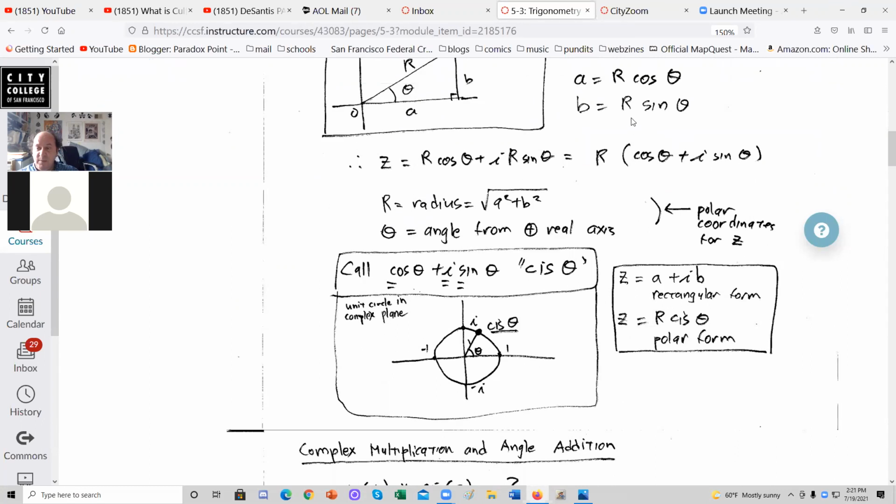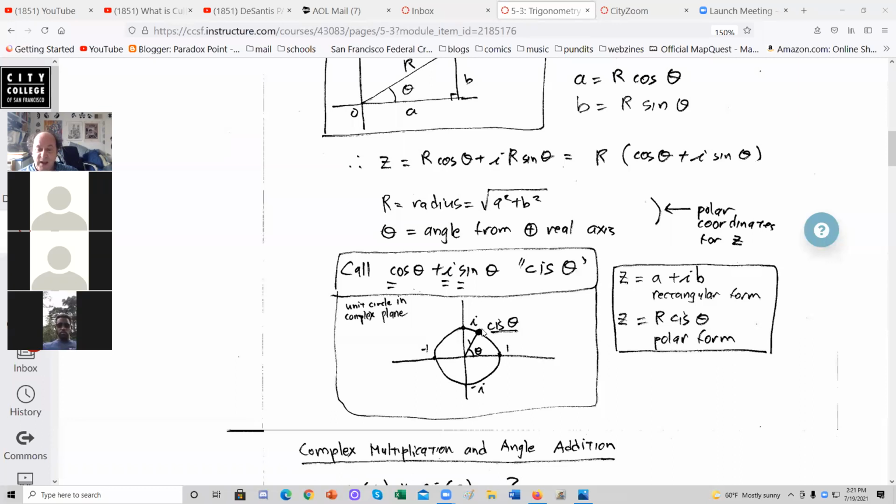These are polar coordinates for z. Now we'll give a special name for this thing. cos theta plus i sine theta is called cis theta, c-i-s. It's also related, the same word cis is used in chemistry and in other areas as well. cis theta is a point on the unit circle in the complex plane. It's out at distance 1 and it is at angle theta. As theta increases, it spins around the circle. So, rectangular form for z is a plus ib. Polar form is r cis theta.